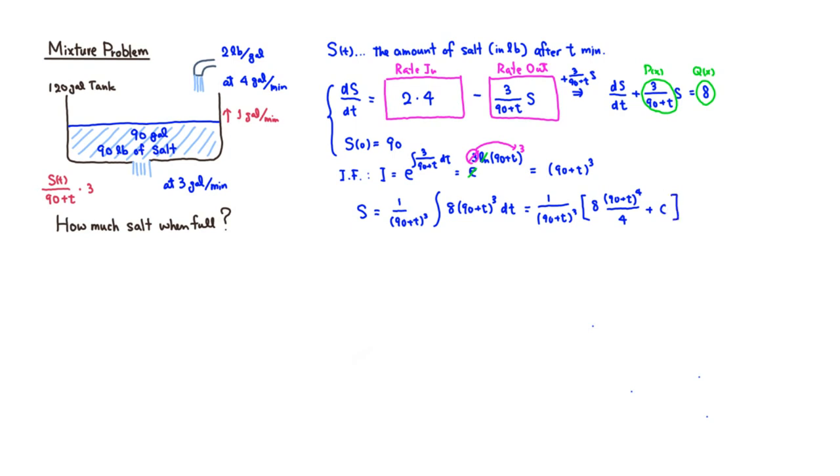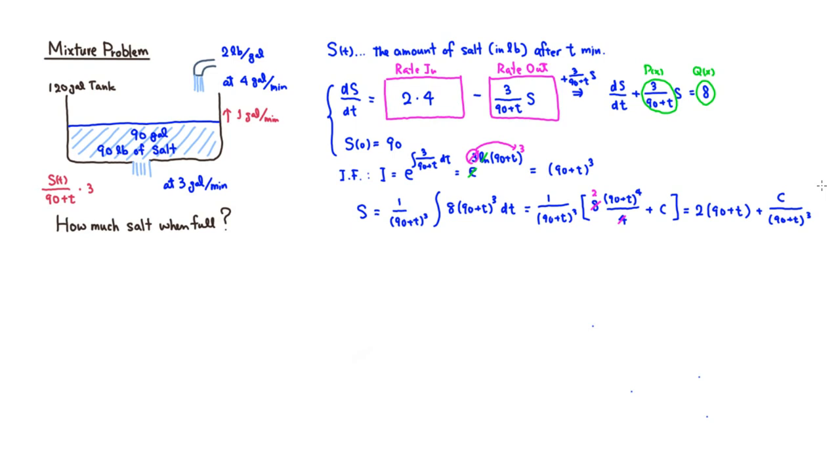All right, so you can cancel. There's a 4 and an 8, so it's going to be 2 there. If you clean this up, you're going to get this. So you have a 2 times 90 plus t to the 4th over 90 plus t cubed, so they cancel out, and you're just going to get 90 plus t, plus c over 90 plus t cubed. So that's the S function that we have.